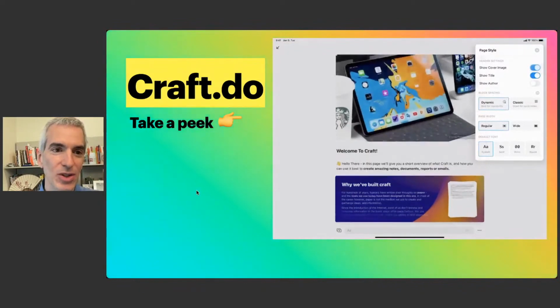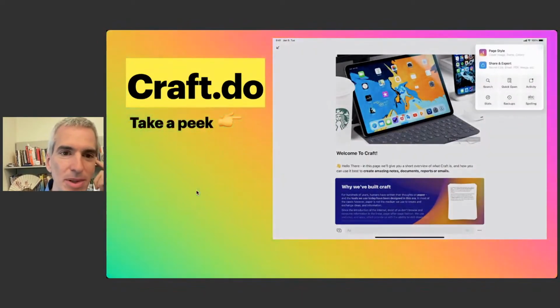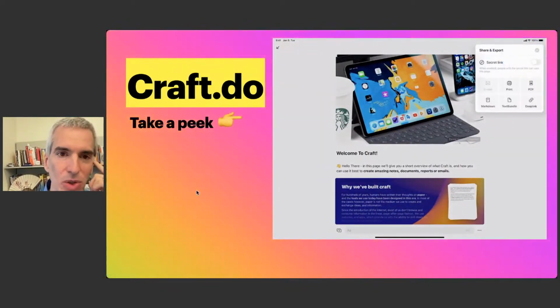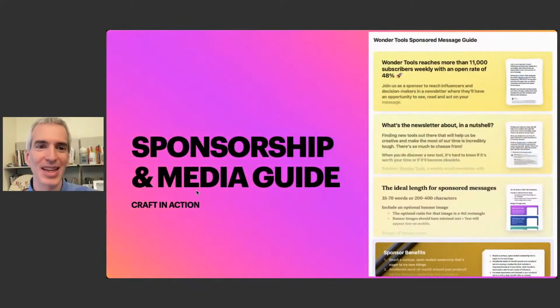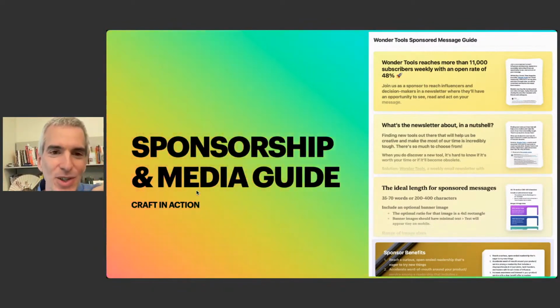And I do use Tilda for my own homepage as an example. And I can include links to things like this, like a sponsorship and media guide that I can create within Craft, but then showcase on my site. And so that's a way of combining these different kinds of tools and using one tool to highlight something you create with another tool.